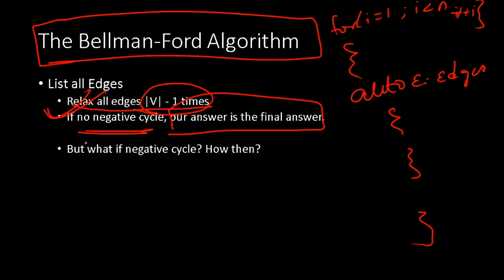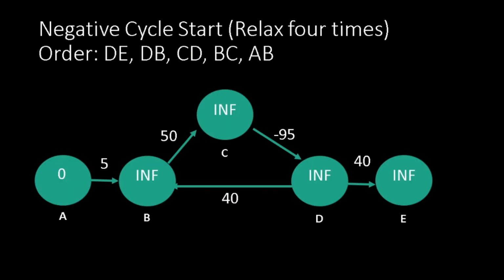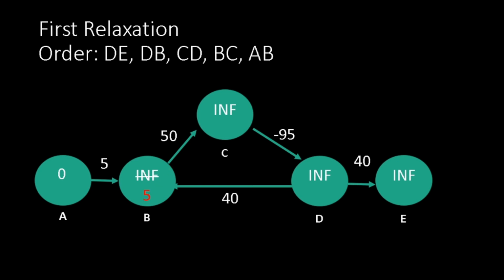Why can't we deal with a negative cycle? Because remember, N minus 1 is just enough to take care of non-negative cycles. That was our assumption. But what if we have negative cycles? What do we do then? First, let us see what happens with Bellman-Ford when we have negative cycles. When we have negative cycles, let us relax this 4 times in the reverse order. Okay, and see what happens. I'm going to very quickly walk through this.